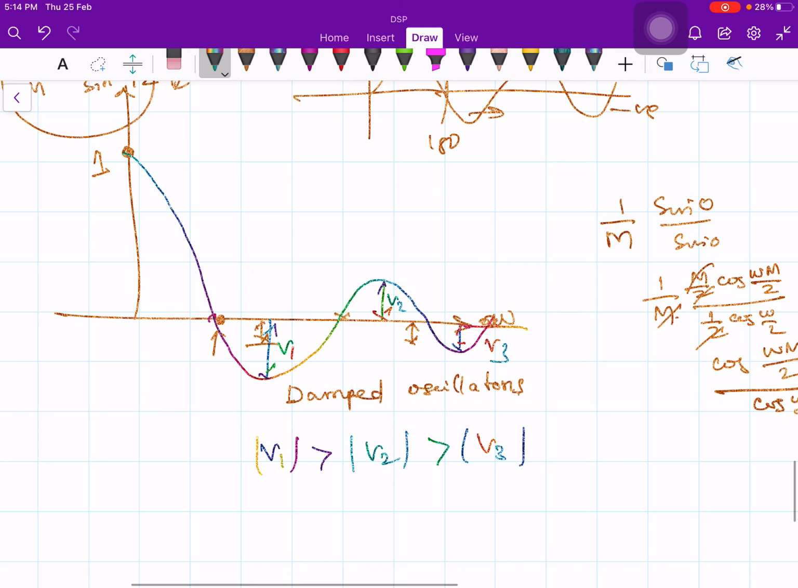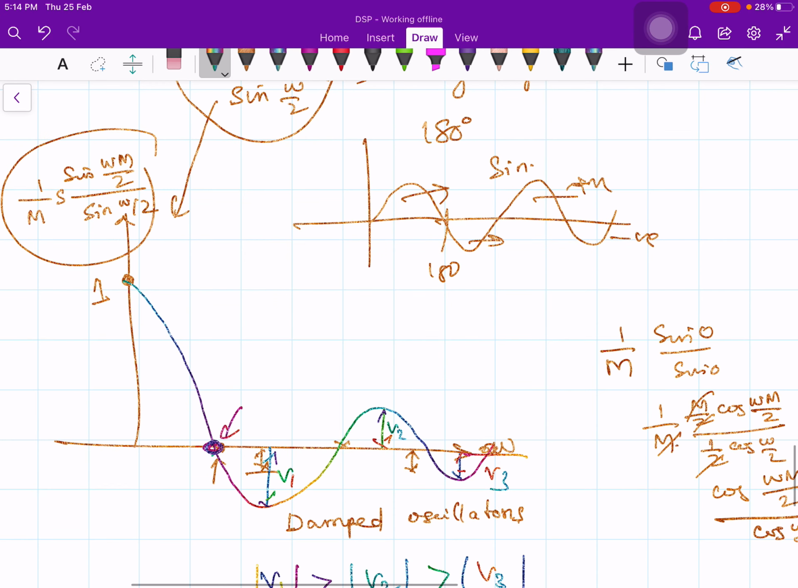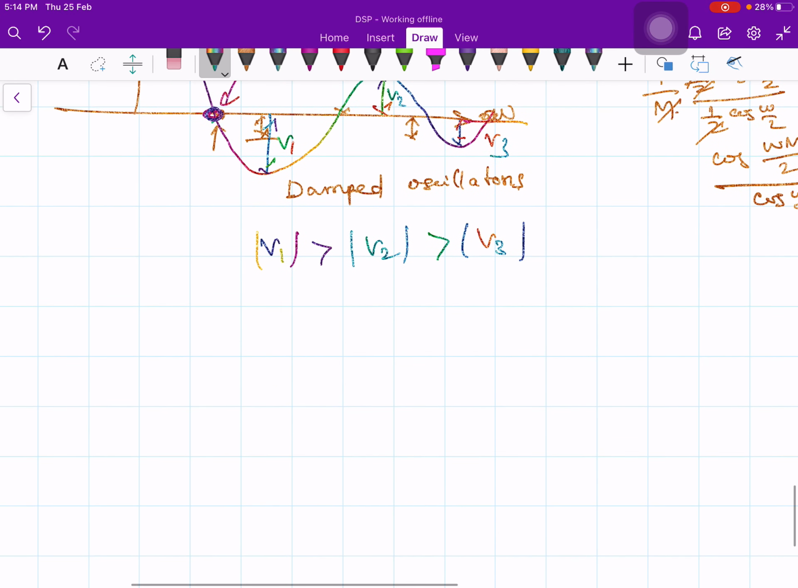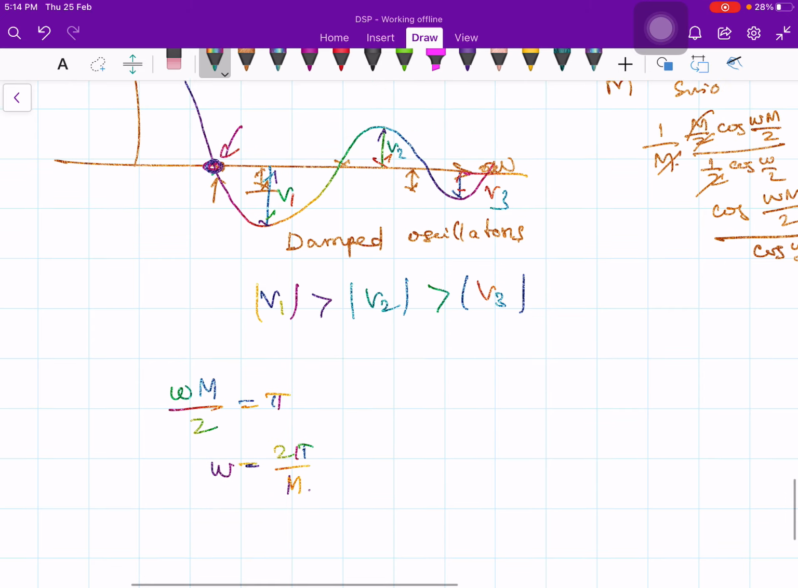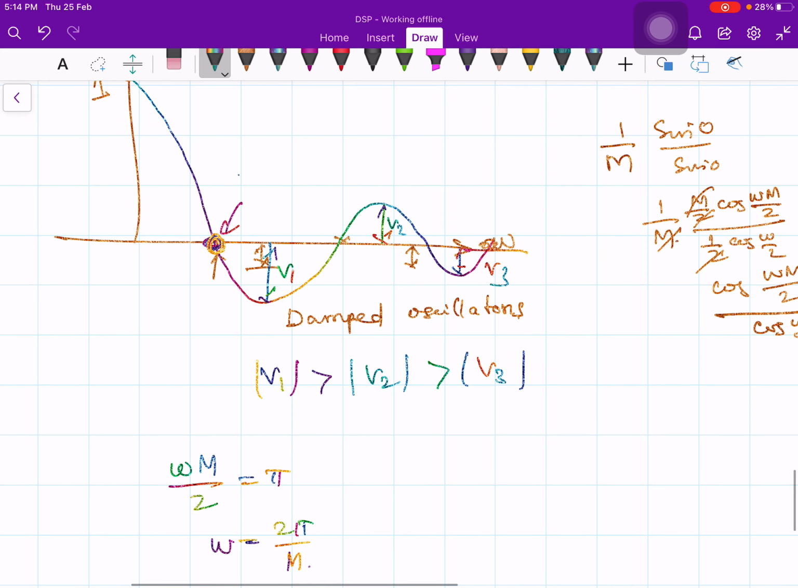Now up to this point, where does the first zero occur? When the angle becomes equal to pi, right? So this omega M by 2 becomes pi, because sine pi is 0. So omega capital M by 2 is pi. Therefore omega is equal to 2 pi by capital M. So this point is going to be 2 pi divided by capital M.